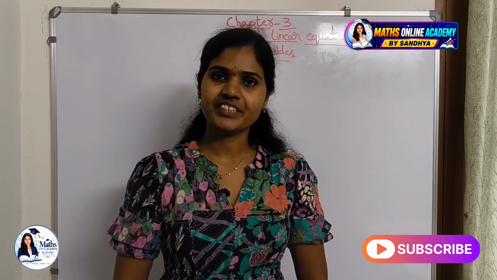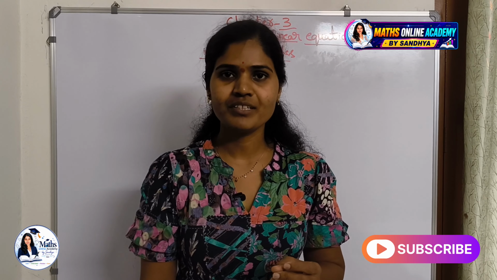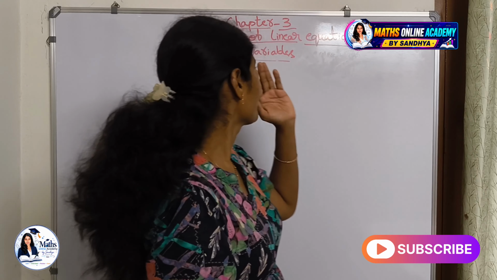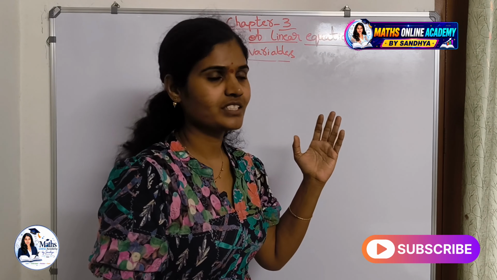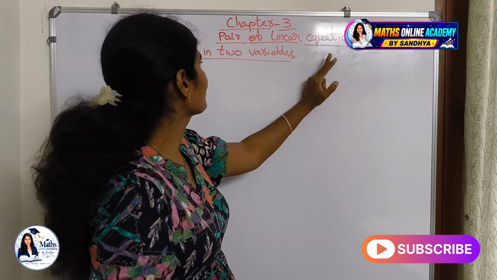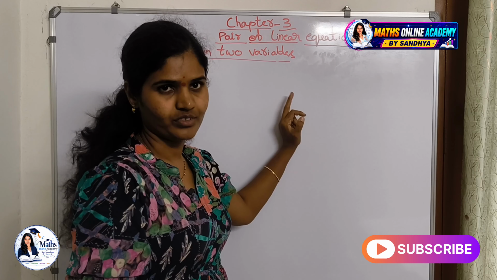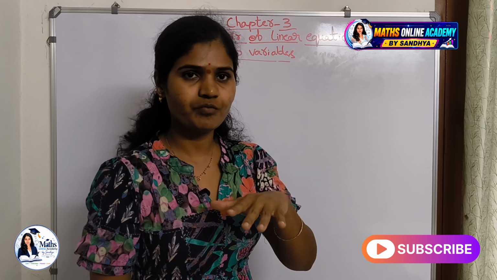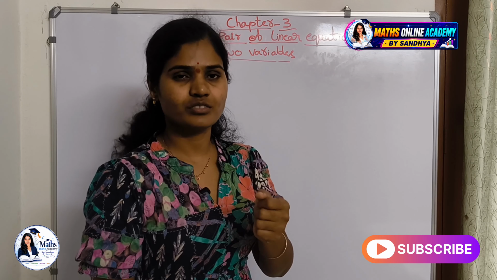We already finished chapter 1, real numbers, and chapter 2, polynomials. The next chapter is chapter number 3. The chapter name is pair of linear equations in two variables. Let's see the chapter name. By the chapter name we get some concepts.